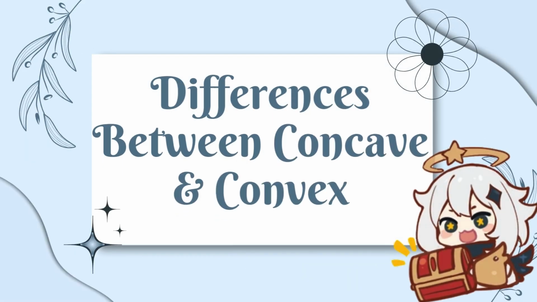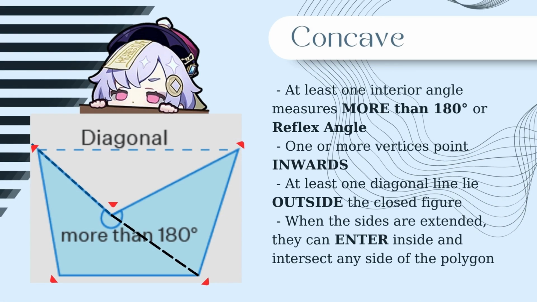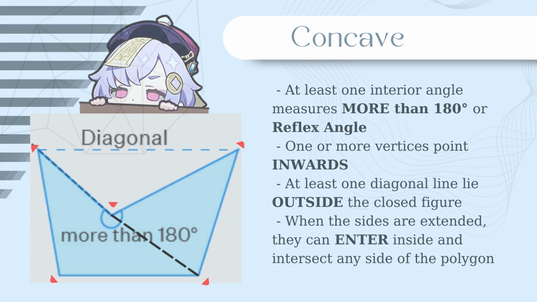So, what are the differences between concave and convex? Concave: at least one interior angle measures more than 180 degrees, or a reflex angle. One or more vertices point inwards. At least one diagonal lies outside the closed figure. When the sides are extended, they can enter inside and intersect any side of the polygon.